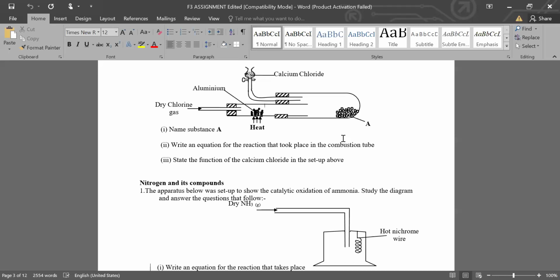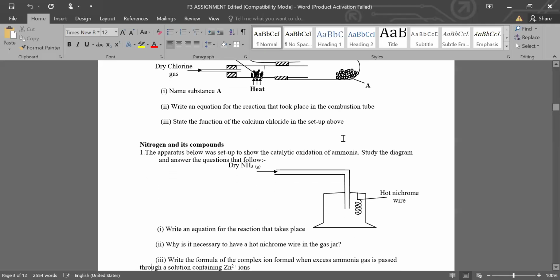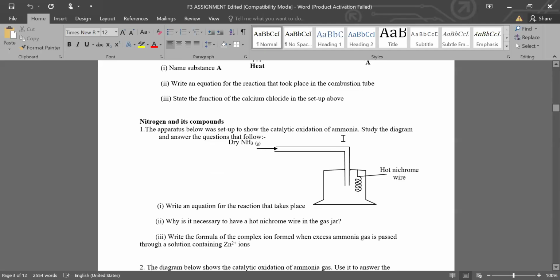Then the other question is naming the substance A. The substance A is therefore aluminium chloride. Writing the equation: aluminium plus chlorine, you get aluminium chloride.